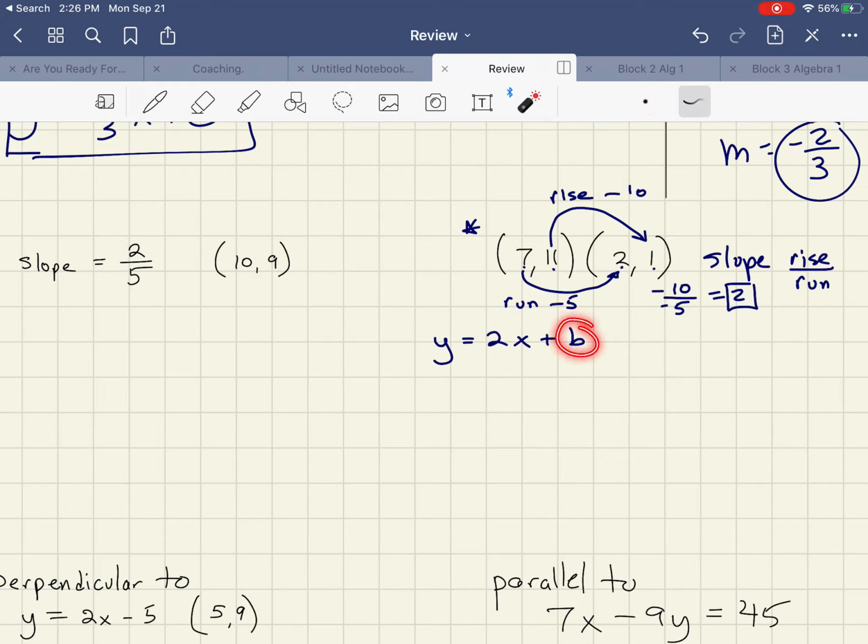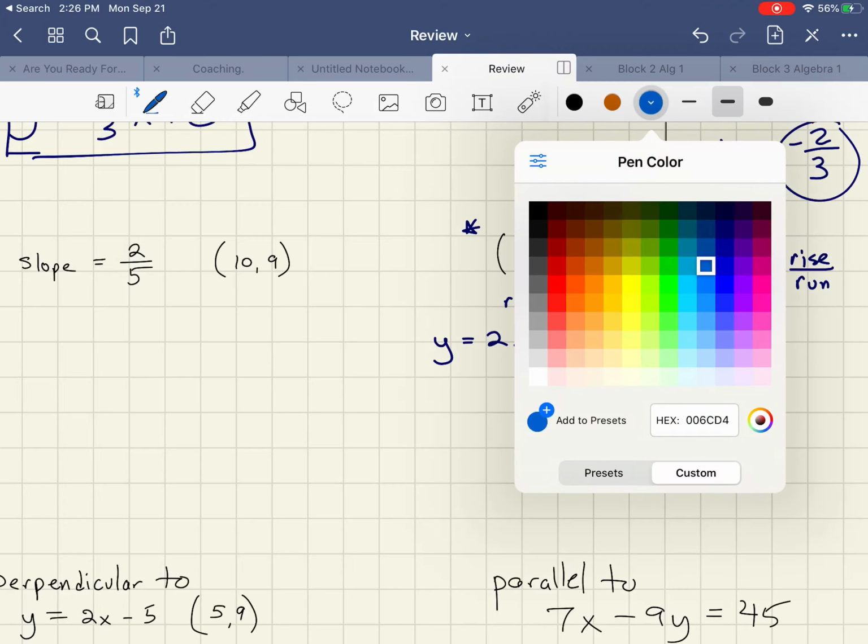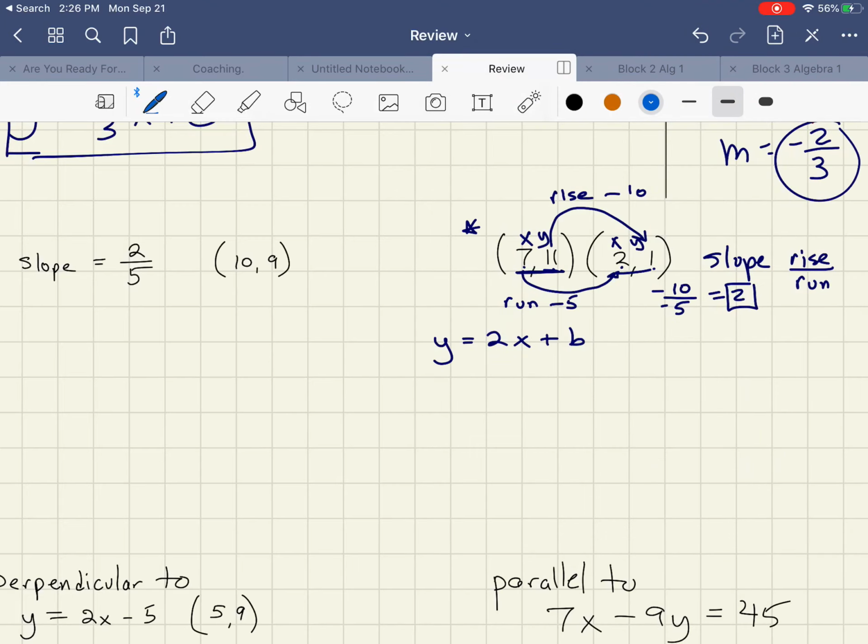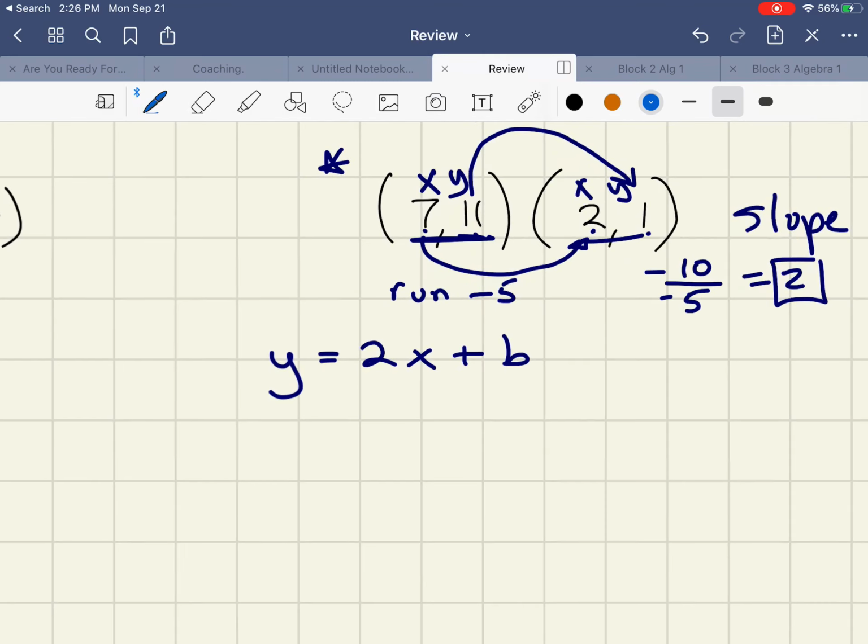But I still don't know the b. The most common mistake I see is people just picking one of the y values and putting it in there. That is not the b value in almost every case. So what we do know is that we have the point (7, 11) or (2, 1). And we know that each of those contains an x and a y. And it doesn't matter which one we pick. So generally, pick the one with both positives, and if they're all positive, pick the one with smaller numbers.